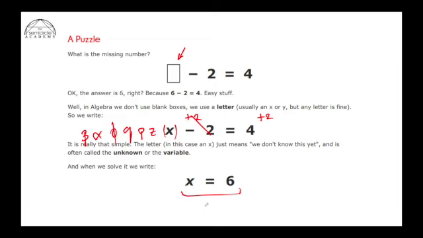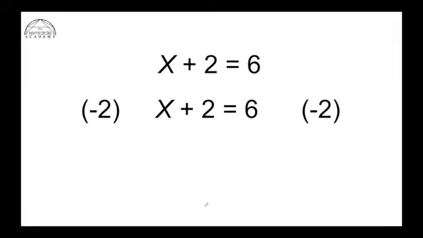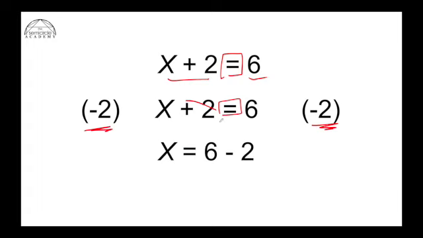Now, I hope that everybody here is okay with this level of algebra. We have to think about this whole thing like a scale. This side must be equal to this side. So therefore, whatever we do to one side, you have to do to the other side in order for them to remain equal, right? And in this case, we are minusing 2 to get rid of this plus 2. So now we'll have x is equal to 6 minus 2, x is equal to 4.